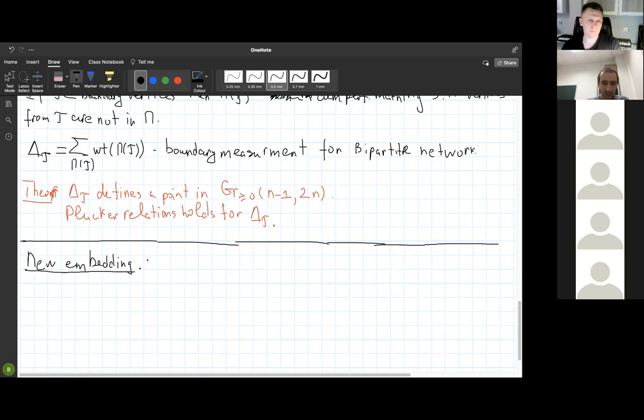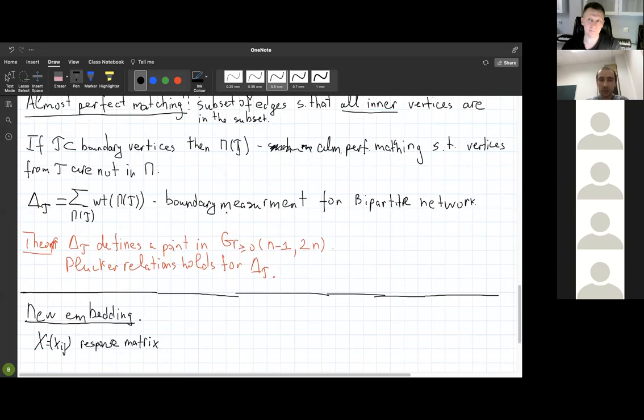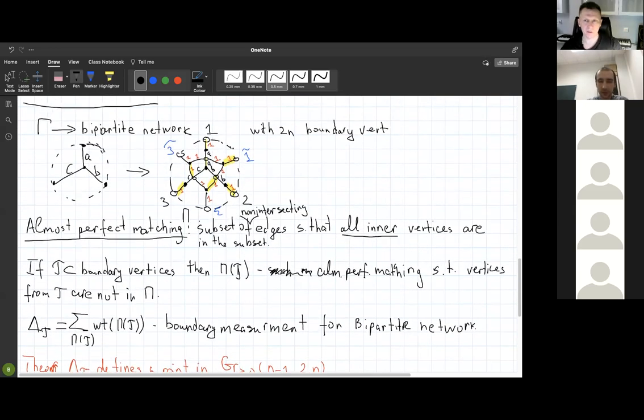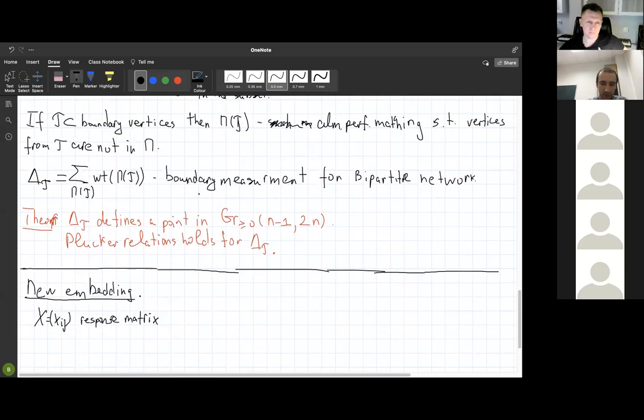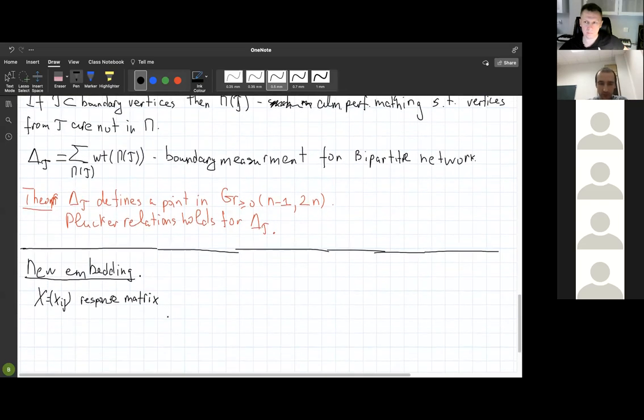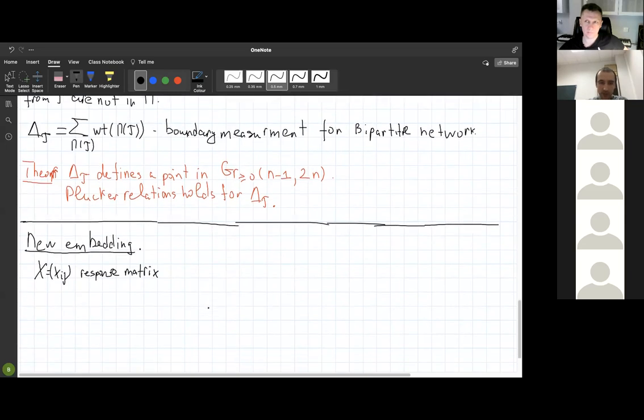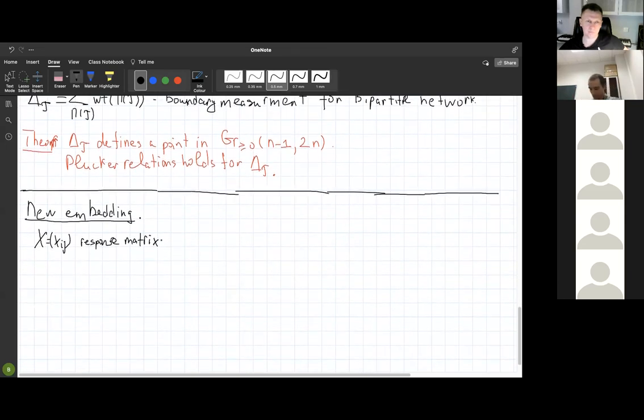The new embedding is very, very simple. We take our response matrix X, with entries x_ij. I should say that all this combinatorial stuff, the bipartite network, is due to Postnikov, and this Lam and Postnikov construction is needed for us to prove that our point and this point coincide. But the definition of our embedding is very, very simple.